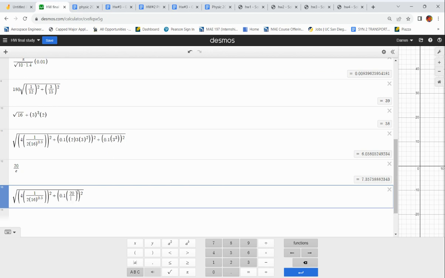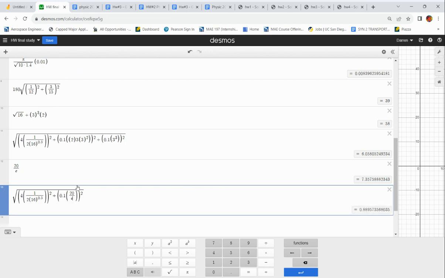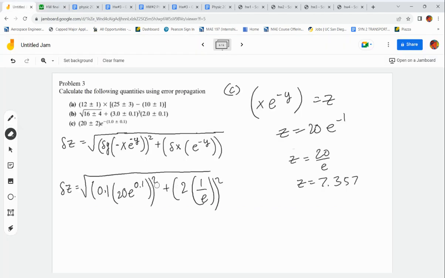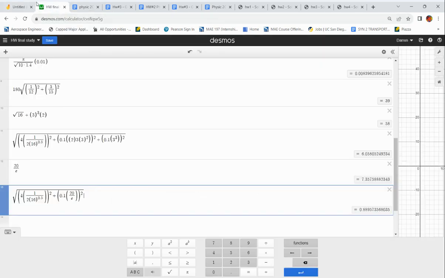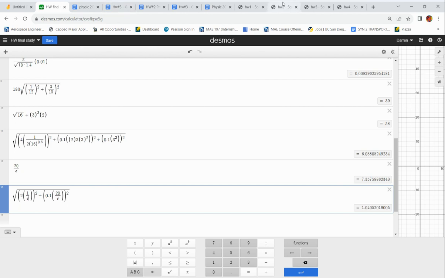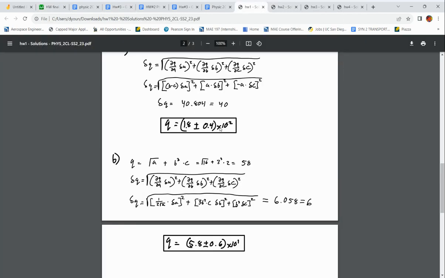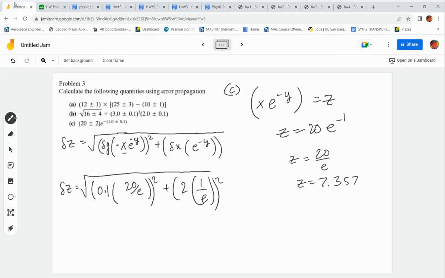Actually, this is where I made a mistake. Another mistake I found is that this is wrong. That should be this. What is this again? That is 20. So 20 divided by e is right. Yeah, I keep on making that mistake. And then this over here is 2 divided by 1 divided by e, which is 1.0. Is that correct? I have no idea. 1.0. Yep. So error of z equals 1.0.